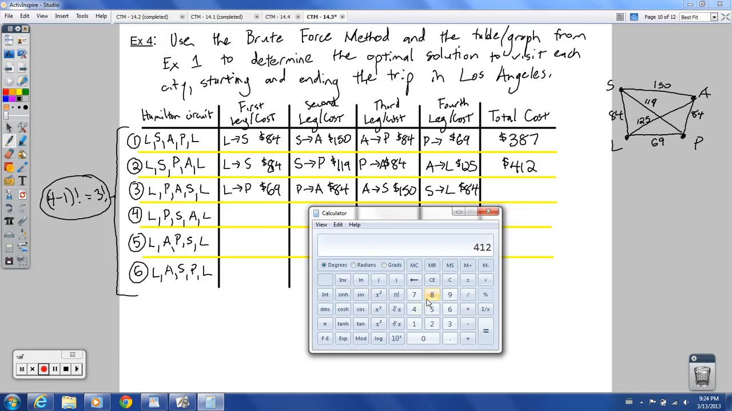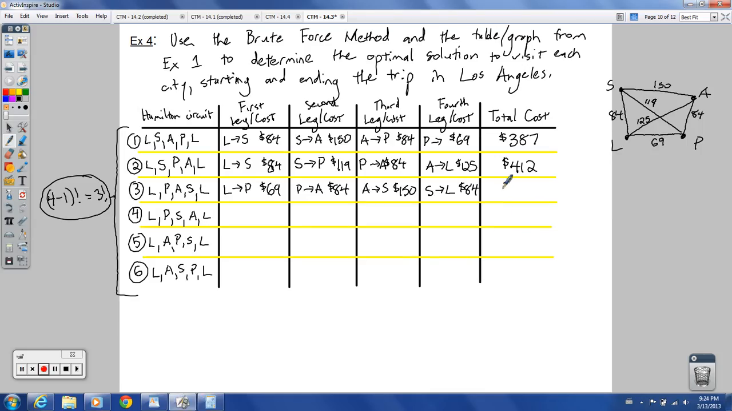What am I doing? There we go. I'm trying to use my finger on this tablet thing. That's not what I'm doing. Gotta use the pen on that. 69, 84, 150, 84, 387. Okay, so we got one that costs exactly the same as one of our previous ones.